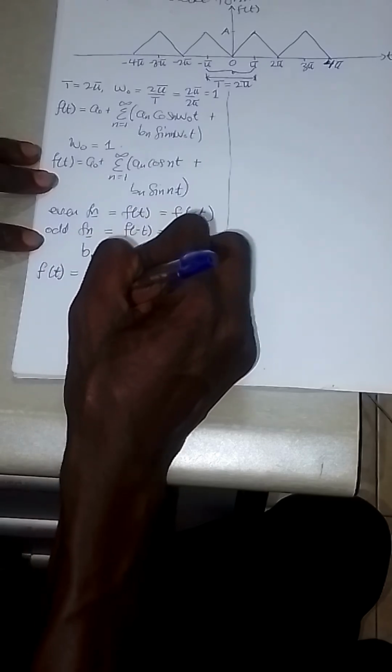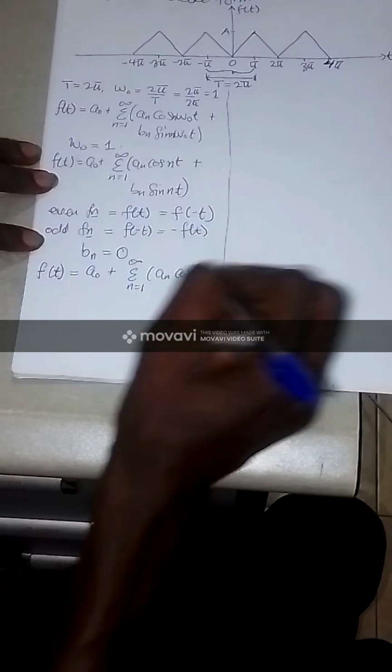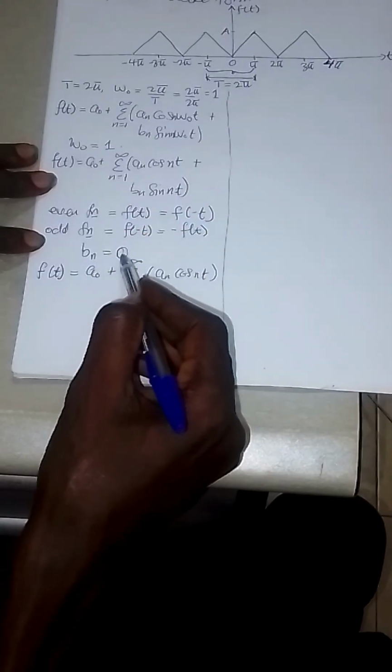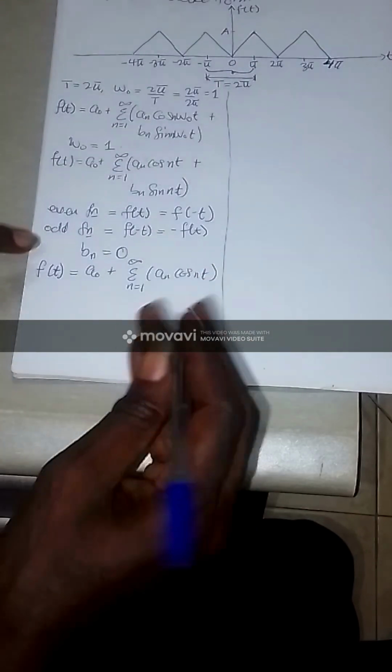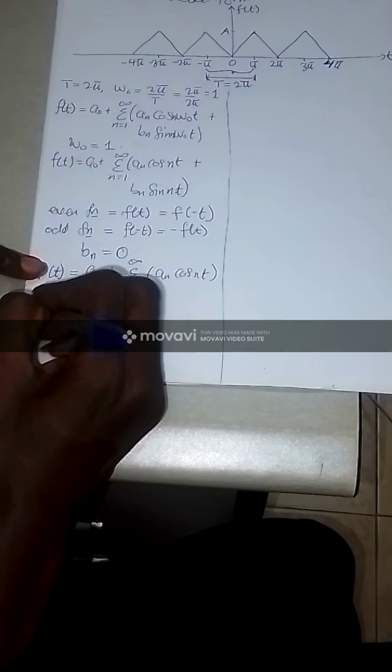A0 plus summation from n equals 1 to infinity of an cos nt. Okay, so now here there is no sine aspect, because the sine aspect is 0, because it's an even function and it's not an odd function. Okay, so now let us determine our A0.